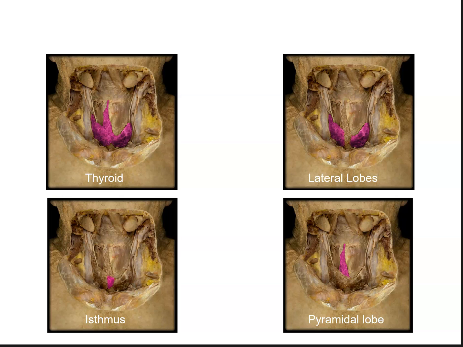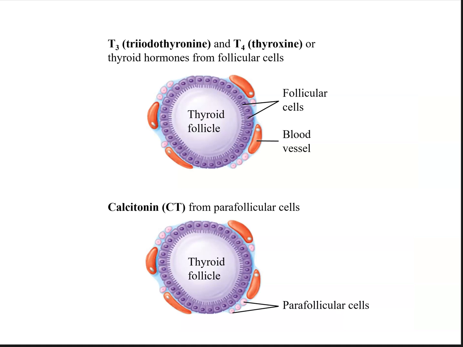So the two types of thyroid hormones are triiodothyronine and thyroxine. These are the two forms. Now these two hormones are secreted when thyroid stimulating hormone is secreted from the anterior pituitary. So the thyroid stimulating hormone acts upon the thyroid gland, and the thyroid gland secretes T3 and T4 thyroid hormones.